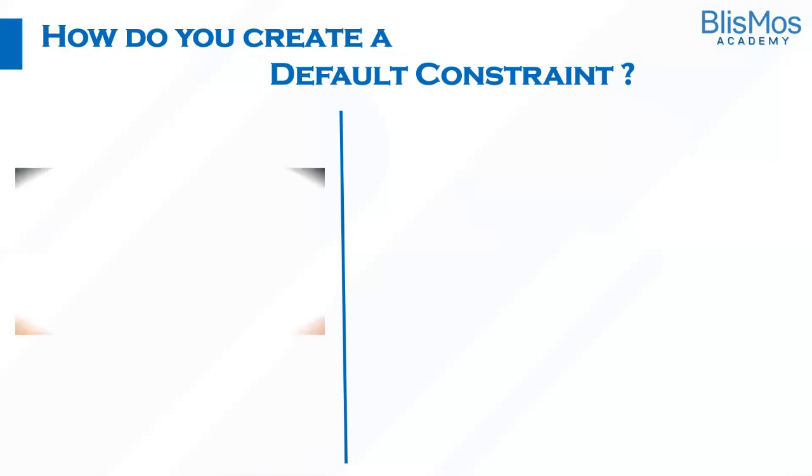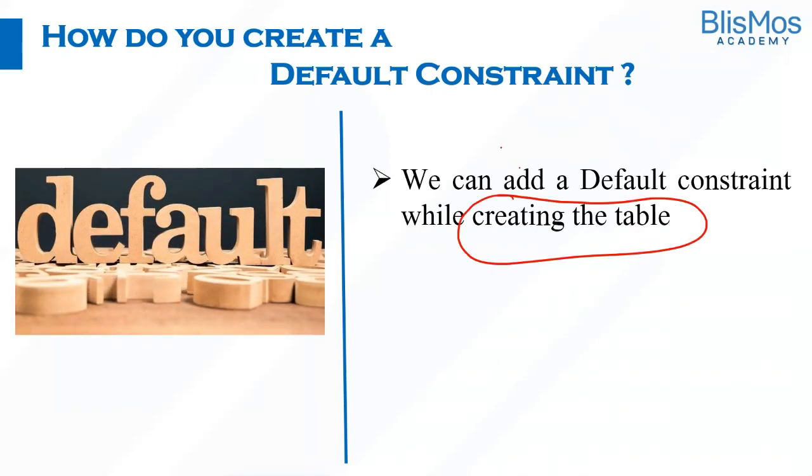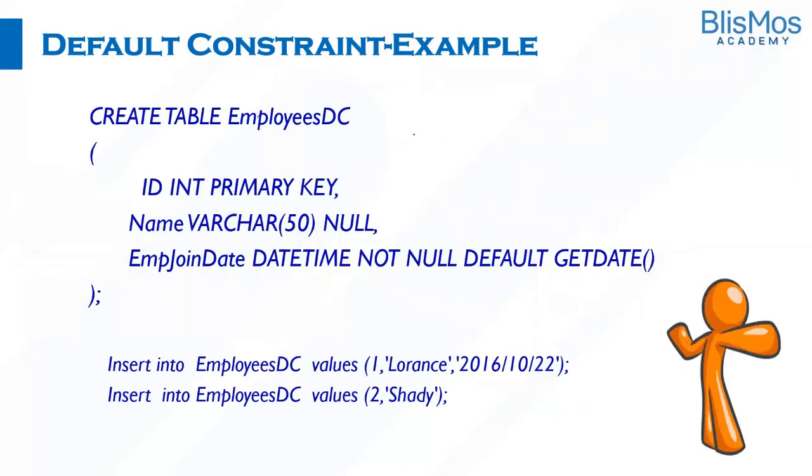How do we create a default constraint? Very simple. We have a couple of methods. We can add a default constraint while creating the table, or assuming that you have already created a table, then you can also add a default constraint by using alter statement. If you don't want a default constraint, you can drop it also. Let's take an example here.